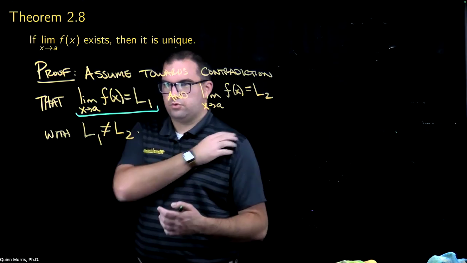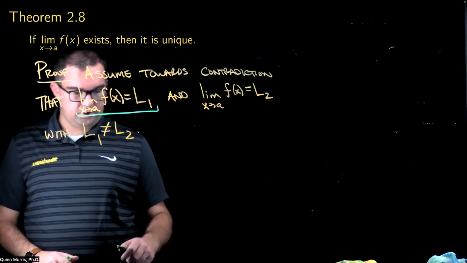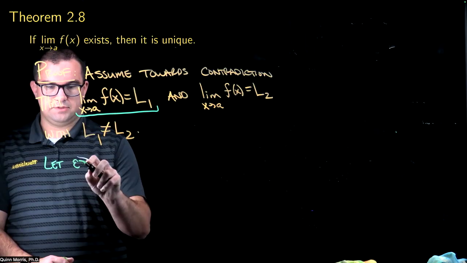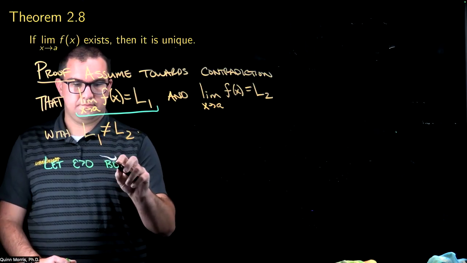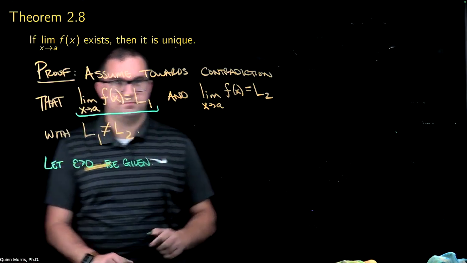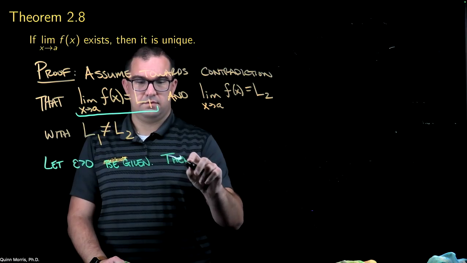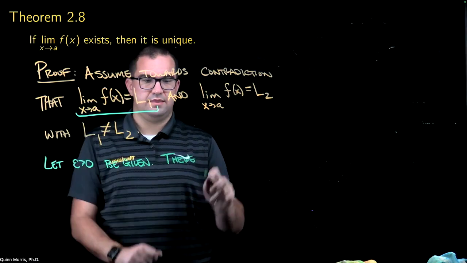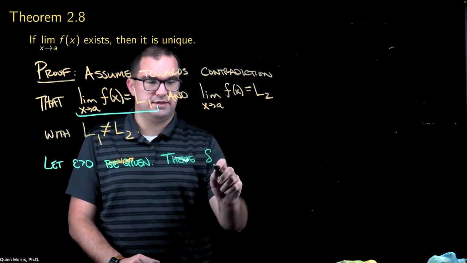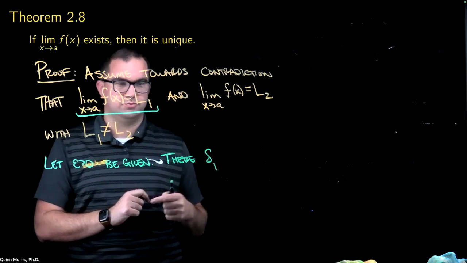Well, I'm going to need some sort of epsilon. So let me start by taking an arbitrary epsilon. Then looking at this, there has to exist some delta. Now I'm going to give it a special name. I'm going to call it delta 1. So delta 1 goes with L1. There's going to be a delta 2 that goes with L2.